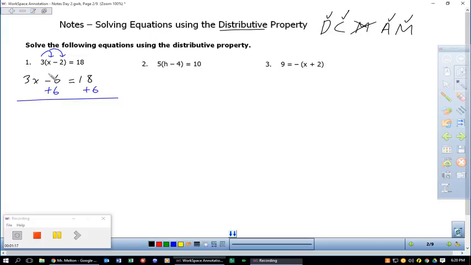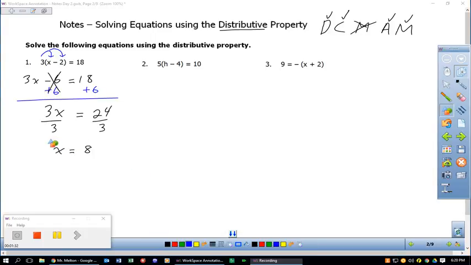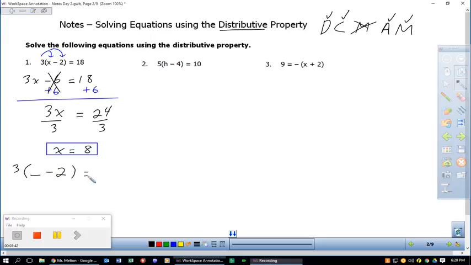okay, which gives us 3x equals, that should be 24, and then dividing by 3, should get x equals 8. Now, just like in the past, we need to check our answer. Okay, we need to plug this back in. So, back in that original equation, 3 times x minus 2 equals 18. So if I plug this guy in, 8, where x was, that's going to be 6. 3 times 6 is, in fact, 18, and this checks out.